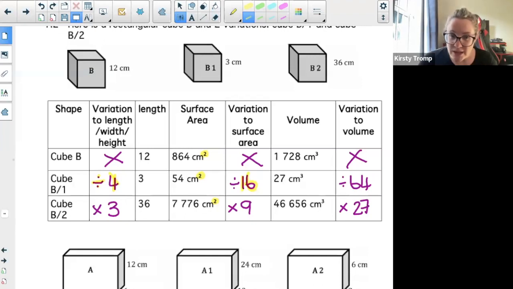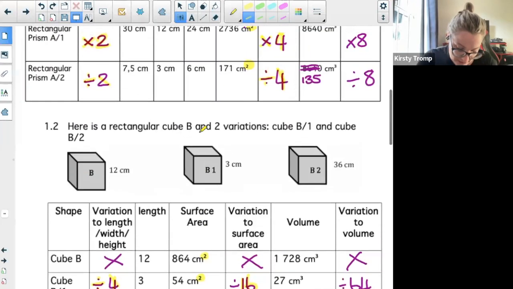All right. Let's see if it works with the next one. When I was multiplying by 3, what happened to my surface area? What do we need to do? We need to square it, hey? 3 squared is 3 times 3, and 3 times 3 gives you 9.